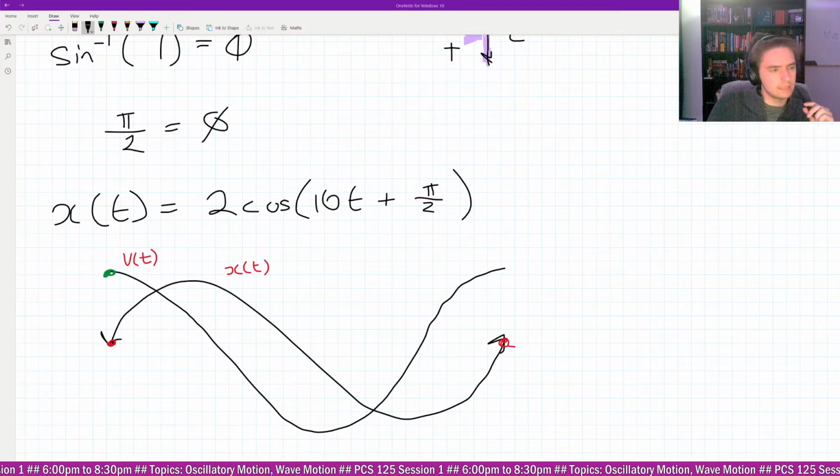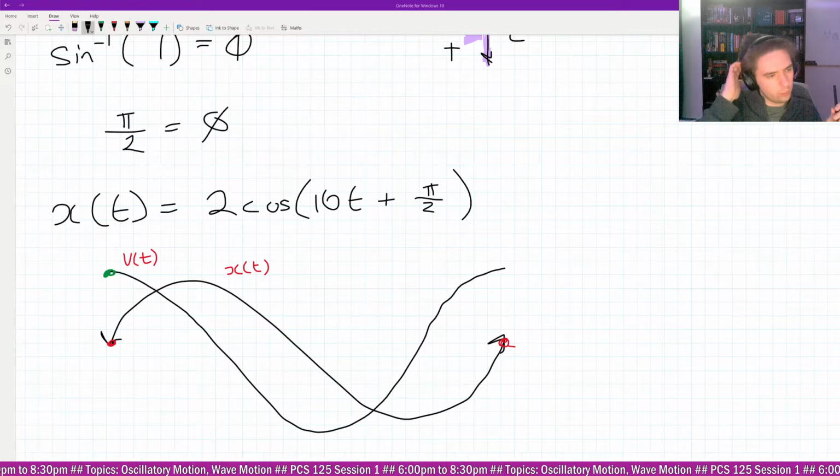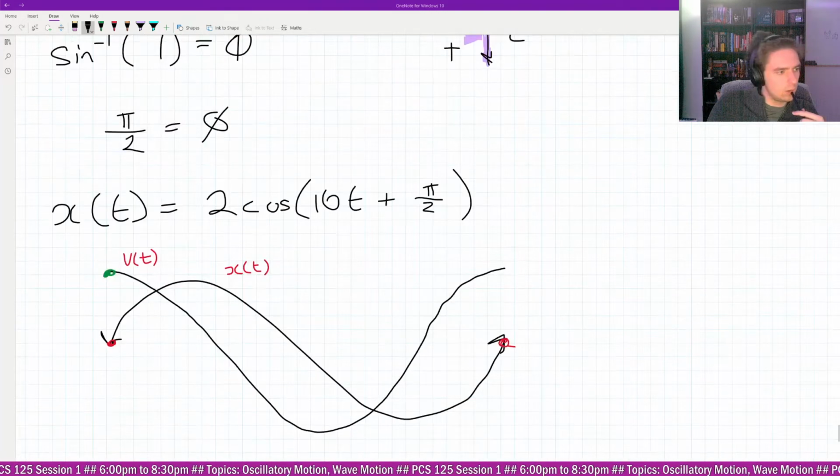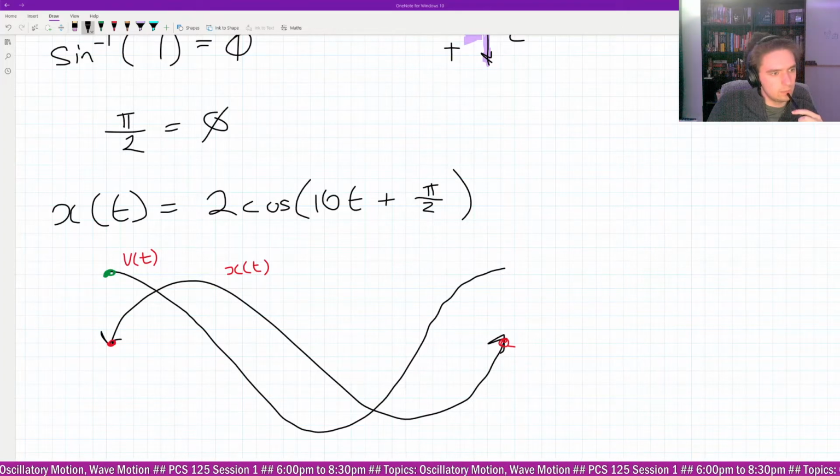Yeah, I see. But we want our... That's the graph of the velocity, right? That's the graph of the position. Oh, that's the graph of the position. So then, yeah, because it's close, right? I just got confused. So then the velocity would be maximum and negative.